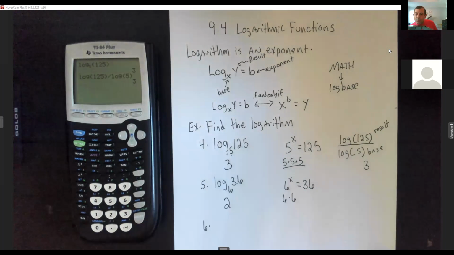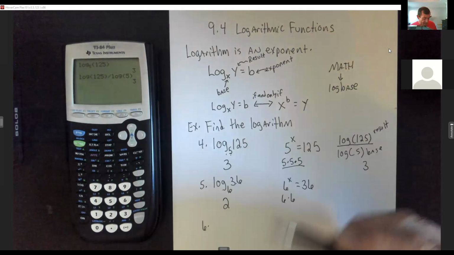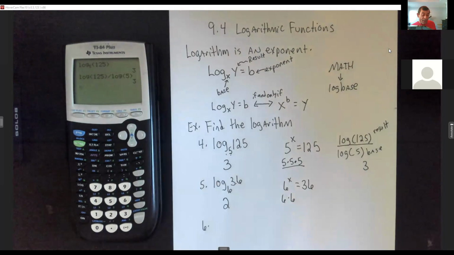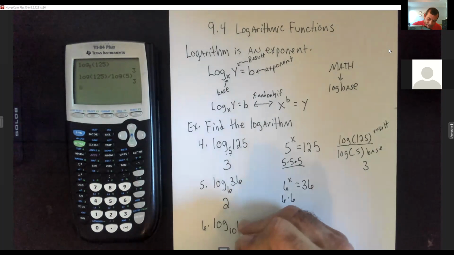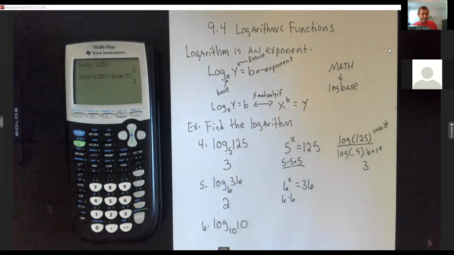Now, some of these won't be too bad. Y'all can figure them out in your head, but we tune it up sometimes here. How about this? Log base 10 of 10. What exponent would I raise a 10 to, to turn it into a 10? That would be a 1.